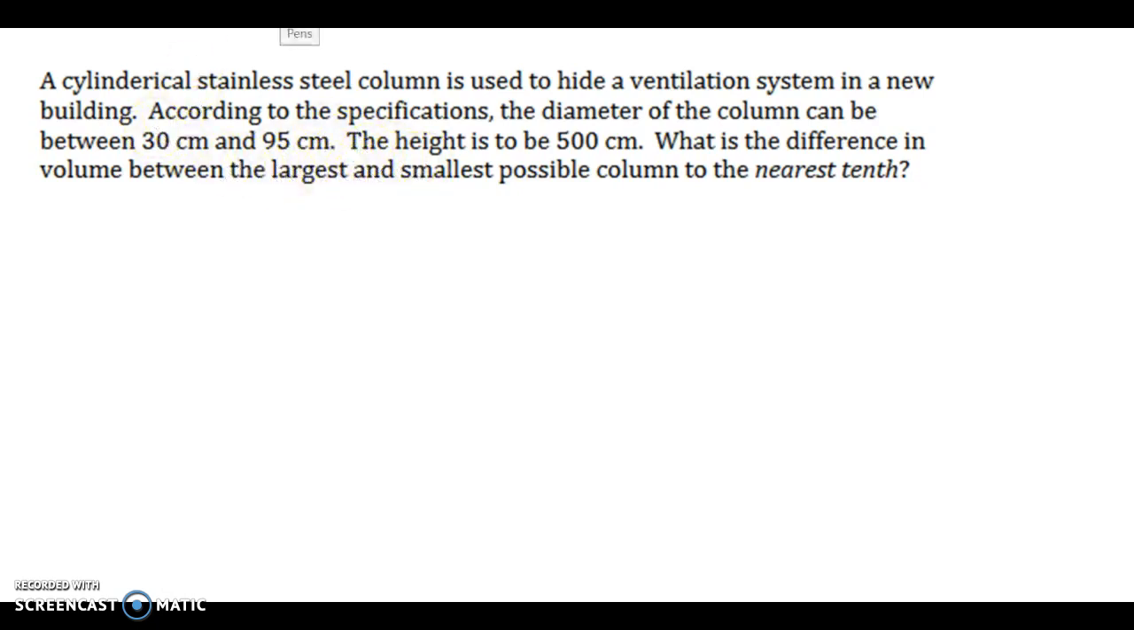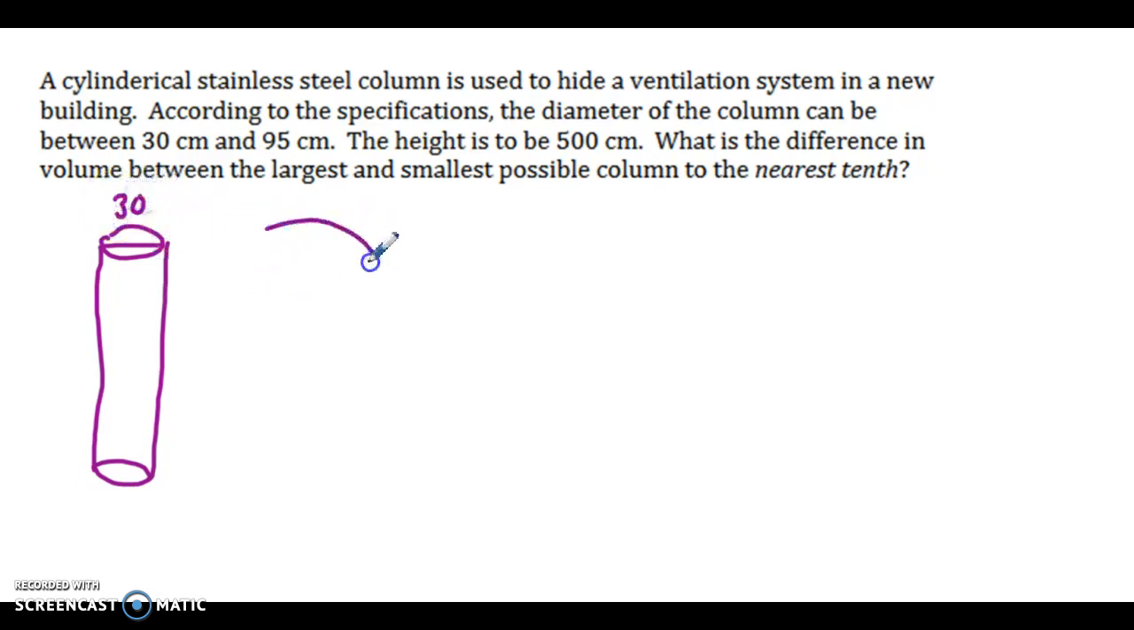And so you're just going to have two cylinders. They both have the same height, and one of them has a diameter of 30, and the other has a diameter of 95. But they have the same height. Both of the heights are 500.